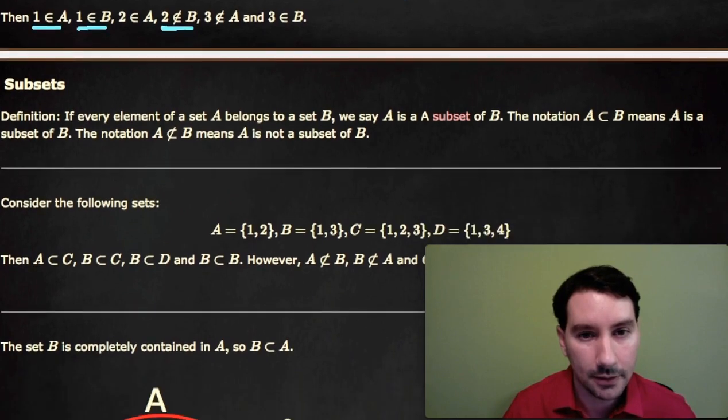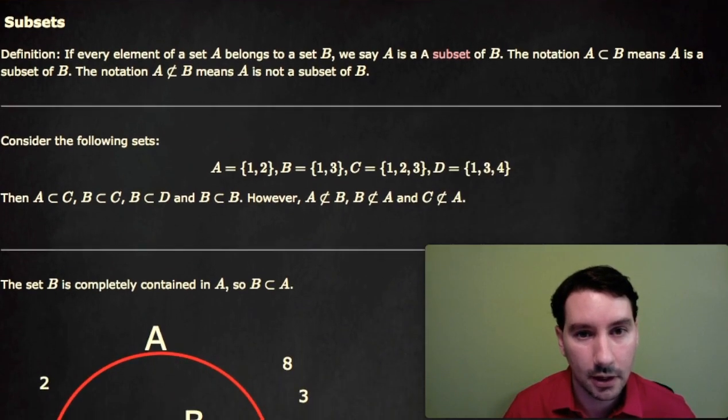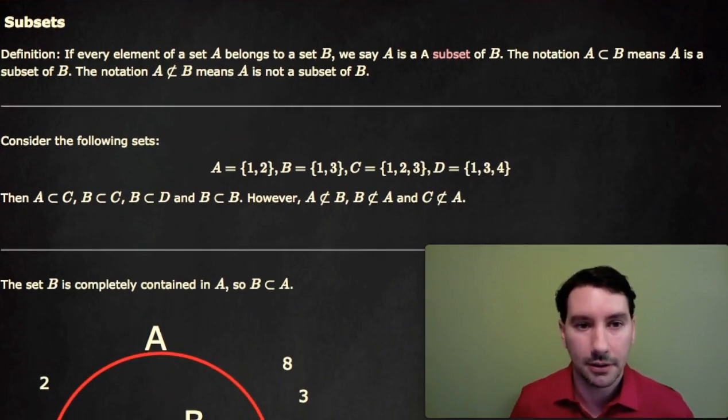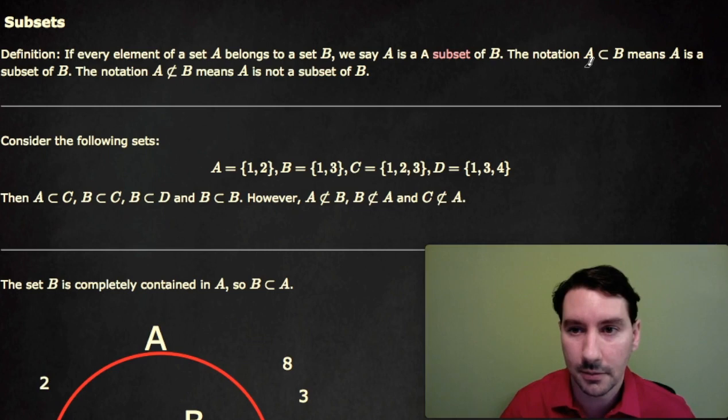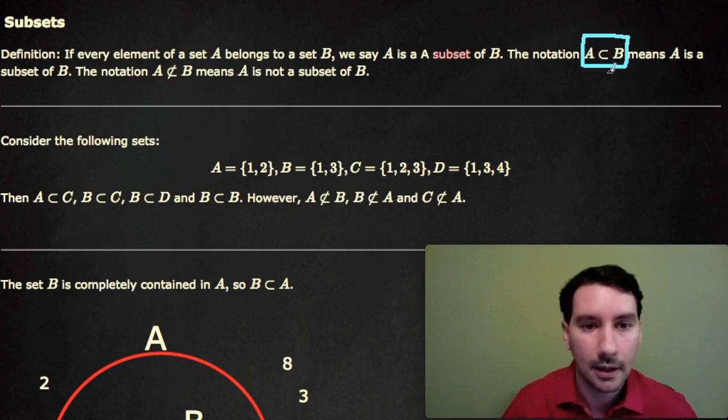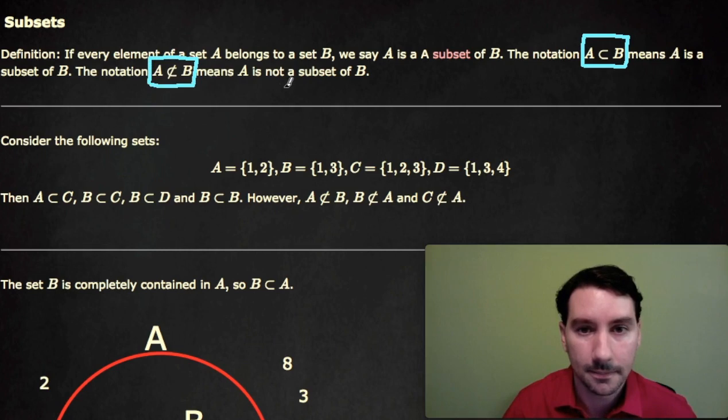A subset is just a set in which every element belongs to some bigger set. So if every element of A belongs to a set B, we would say that A is a subset of B. The way this is written is with a symbol that looks very similar to the membership symbol. It's just like a C. You could think of it as contained in. So A is contained in B. And if A is not contained in B, or A is not a subset of B, then we write the contained in symbol with a slash through it. So A is not contained in B.